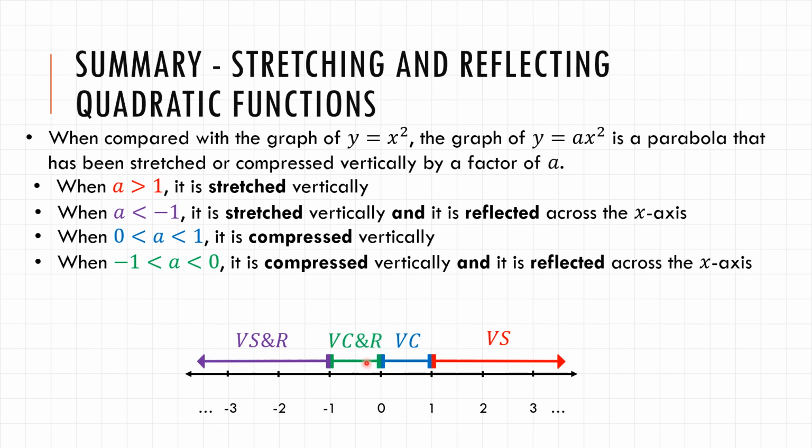When it's a small number, for example, between 0 and 1 or 0 and -1, that compresses the function vertically. Like when you multiply a number by something that's less than 1, the number will, of course, get smaller. And just like a stretch, if that number is a negative number between 0 and -1, for example, it's also going to be reflected across the x-axis.